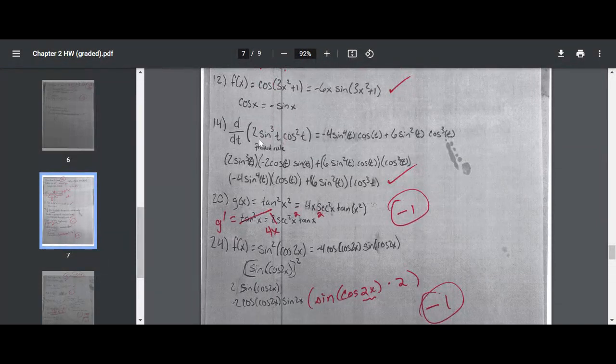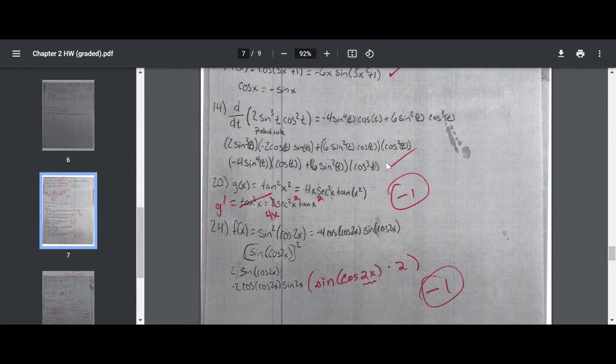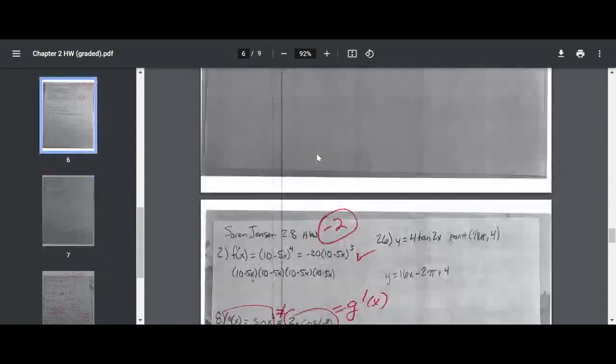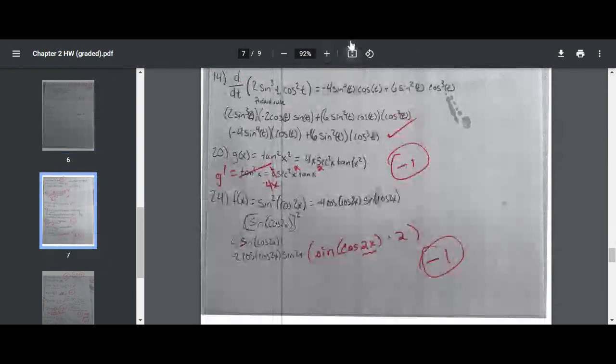Then let's see, down here. So this is tangent squared of x squared. And then we have the next one, but it's easier for me to write it as tangent of x squared, quantity squared. I don't know, is this 2.9 or 2.8? This is 2.8.